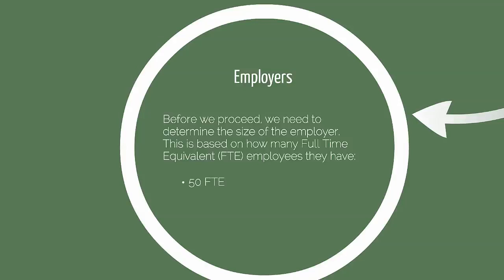In order to determine if the employer is a large employer, they must have at least 50 full-time equivalent employees, or a mixture of full-time and part-time employees that equal at least 50 full-time employees. For purposes of the FTE, 2 part-time employees equal 1 full-time employee. A full-time employee for the FTE is anyone that works at least 30 hours per week. Part-timers will work at least 15 hours per week.